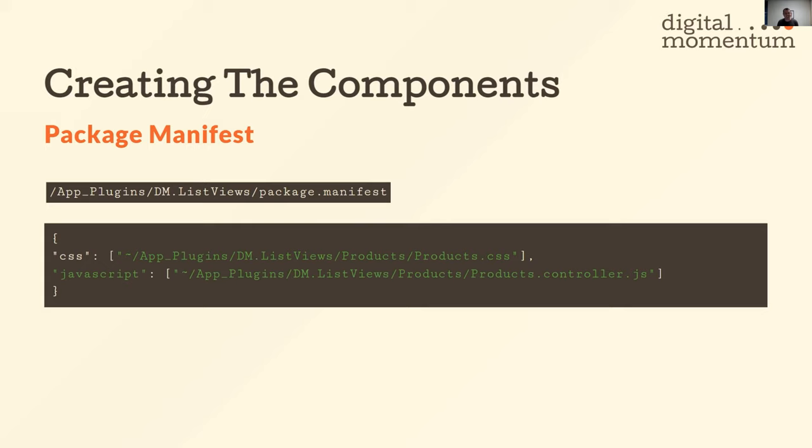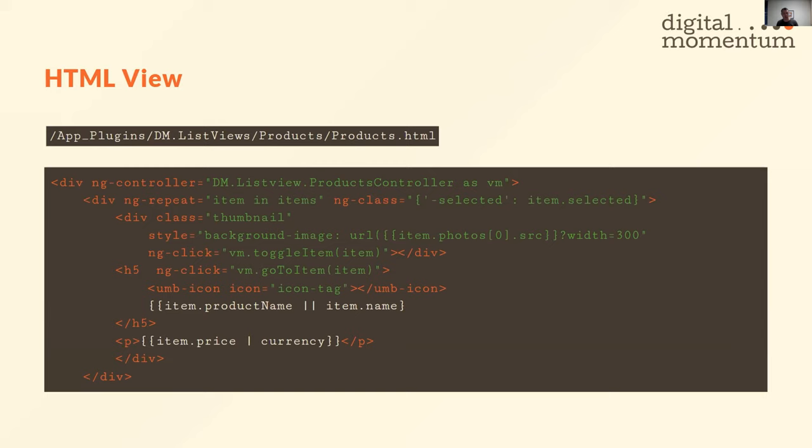We first of all create a package manifest, and that basically just tells the back office where we can get our custom CSS and our controller, which I'll go through. I should also say at the end of this, I'll give you a link to the final code if anyone's interested in using some of these examples. What I'm showing here are just cut down versions. So that just includes our controller. Then we create the view. With the view, we have the thumbnail and the title and the product.